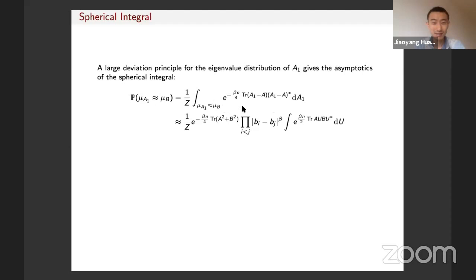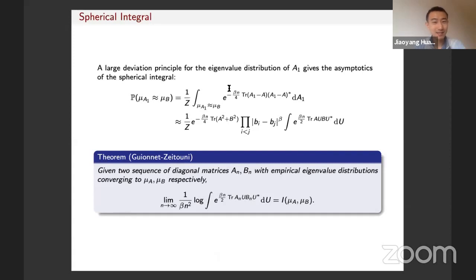And we showed in the last slides that this integrand we can write as this object. When mu B is close to mu B, this is just some constant, we can take it out. So what's left is just the integral over the matrix U. In this way, if we know the large deviation principle for the eigenvalue distribution of A1, we know the left-hand side, then we also know the right-hand side, which is the spherical integral.